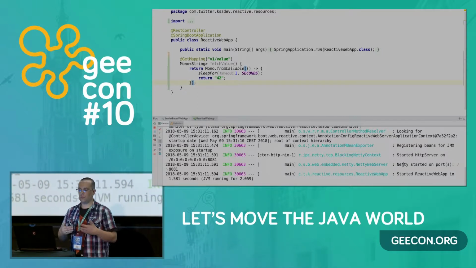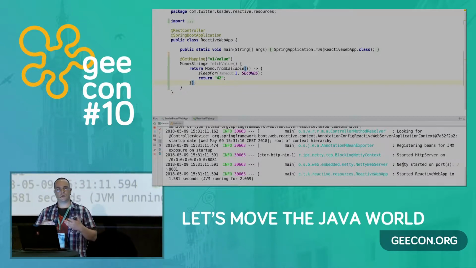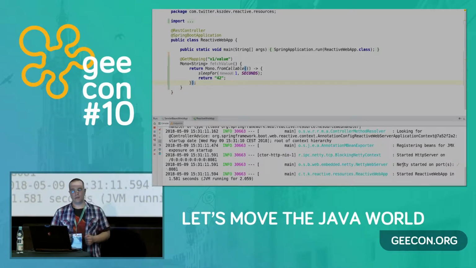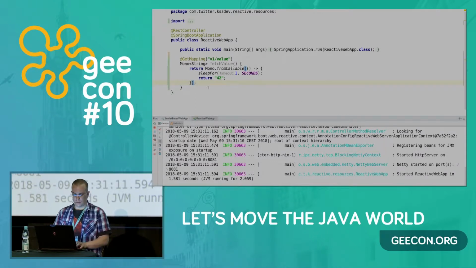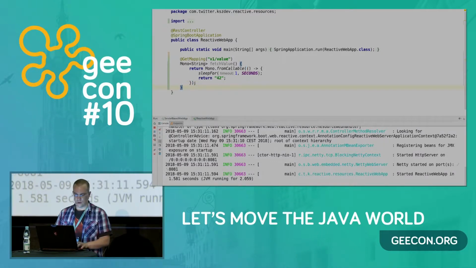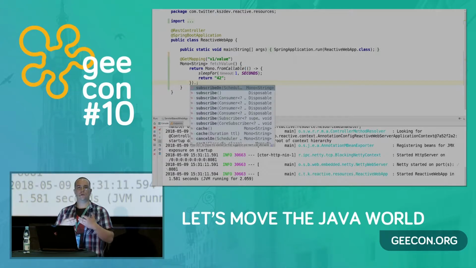So again, what we need to do here is to move this blocking operation to some other thread. And this is where the real difference is. Because in order to do that, we can say on which thread, or rather on which scheduler, which you can treat as a thread pool, we should run those operations.